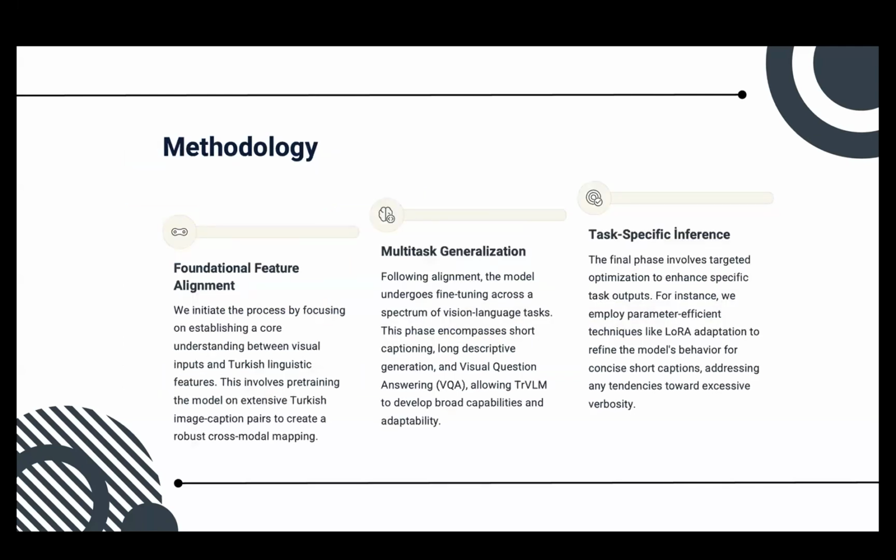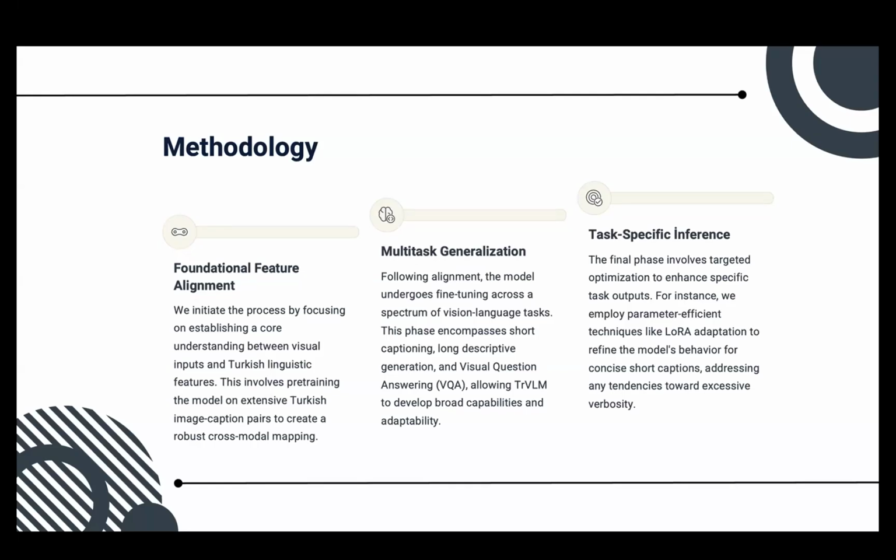Our methodology follows a three-phase approach, each building upon the previous to create a robust system. We begin with foundational feature alignment. This initial phase establishes a core understanding between visual input and Turkish linguistic features. We pre-train the model on extensive Turkish image caption pairs, creating a robust cross-modal mapping that serves as the foundation for all subsequent capabilities. Next comes the multitask generalization.